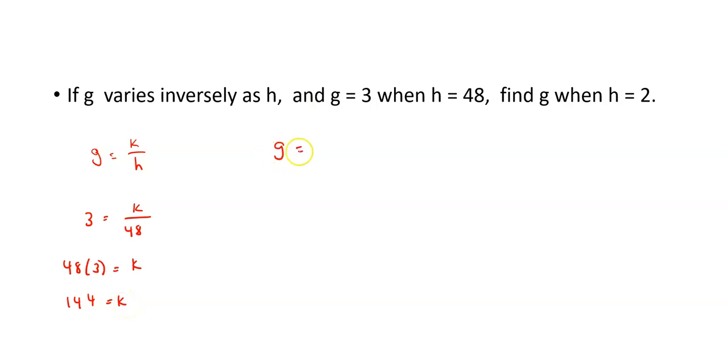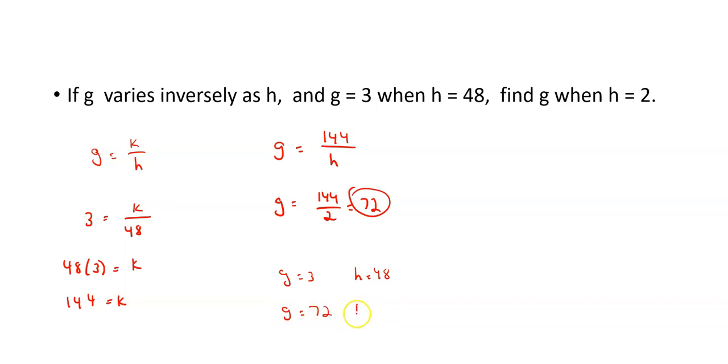Right, set up the same equation again, except this time we're going to replace that k with 144. It says find g when h is 2. So 144 divided by 2 gives me 72. Let's make sure that answer makes sense. G is 3 when h is 48. G is 72 when h is 2. So yeah, the h values went way down, the g values went way up. Okay, so that's inverse variation.